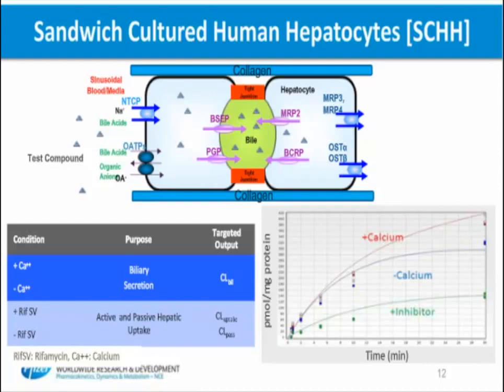In addition, through the use of certain reagents such as the presence and absence of calcium, presence and absence of rifamycin, you are able to deconvolute the interplay of all of these outcomes, such as the biliary clearance, the uptake, as well as the passive, and based on that, you're going to be able to use these inputs to make something meaningful, which is the prediction of the clearance, as we are going to see in a minute.